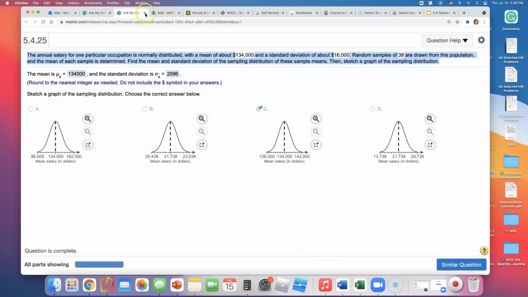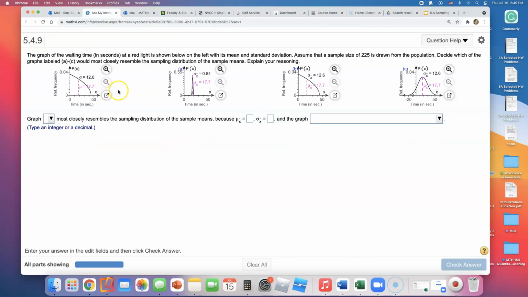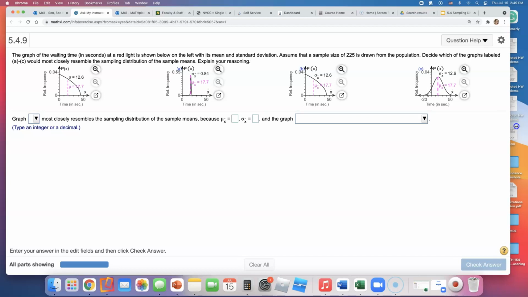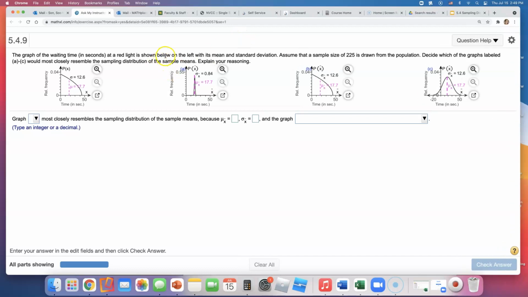What a mess. And I looked at this, I'm like, what is this? Or I should read it. The graph of the waiting time in seconds at a red light is shown below on the left with its mean and standard deviation. I see 4 graphs, so I'm not sure which one they mean by the graph, but we'll keep on reading. Assume that the sample size of 225 is drawn from the population.